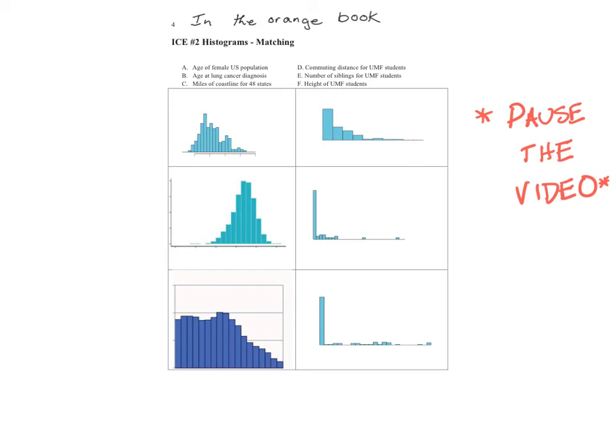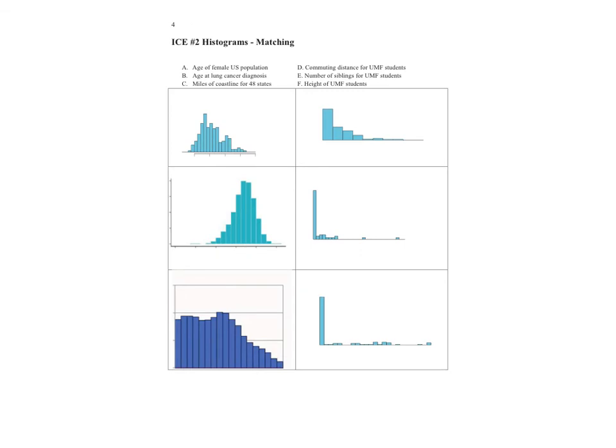So which one of these might be the age of the female U.S. population? So could it be this first one? This would say there's almost no babies. So that can't be right. This would say, oh, there's a lot of babies and kids and then hardly any adults. So that couldn't be right.